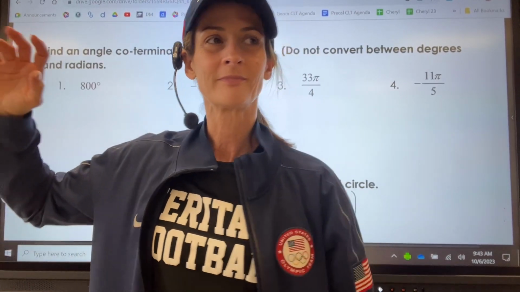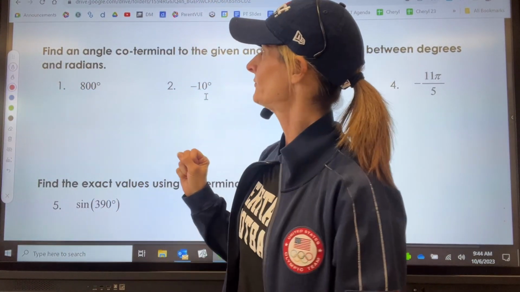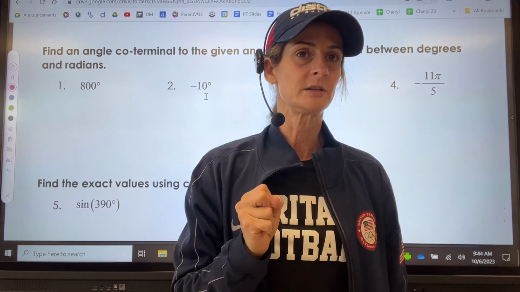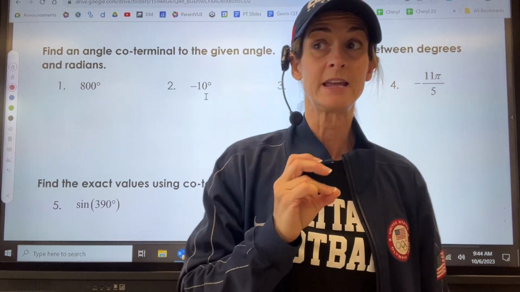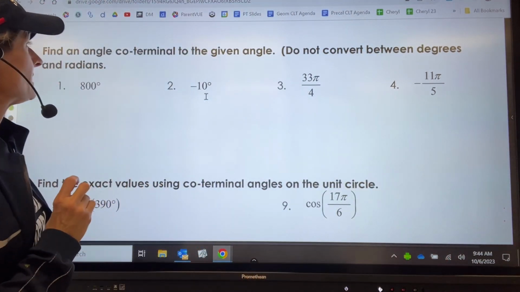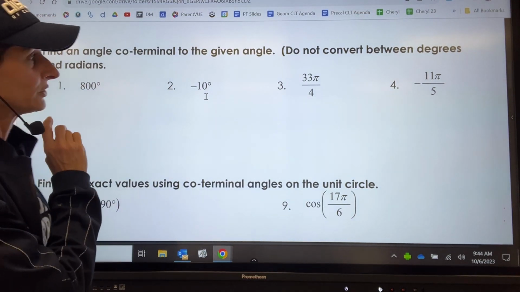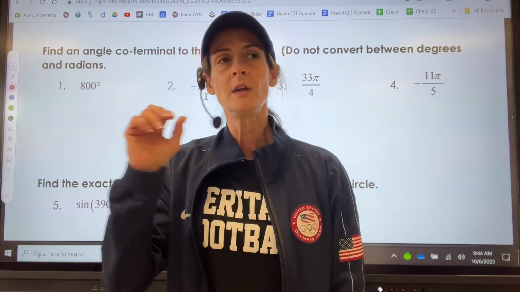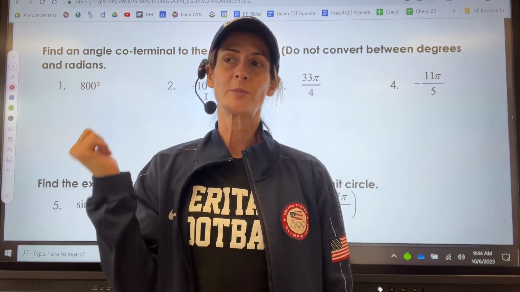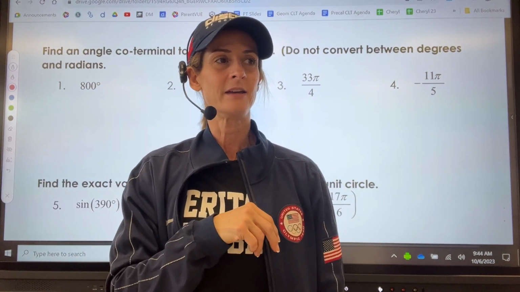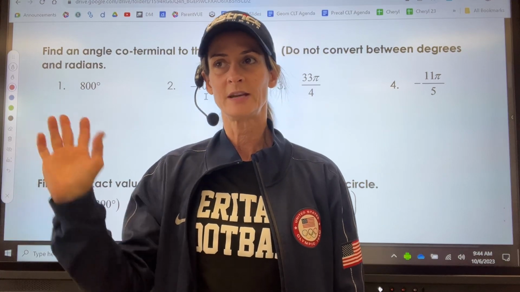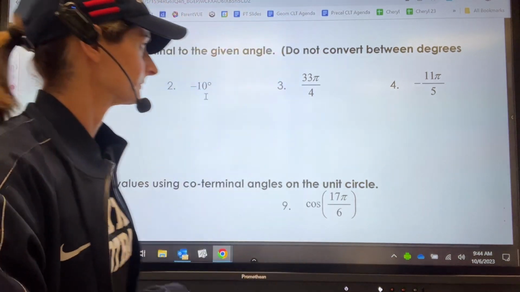All right, welcome. We are going to do a few examples on the worksheet, I think it's called Unit 2, Day 3. The first video is going to be on finding an angle that's coterminal to the given angle. And for these four problems, the directions don't say where it has to be specifically. They just say find any angle that's coterminal, okay?